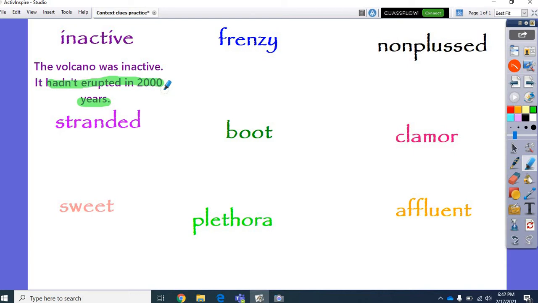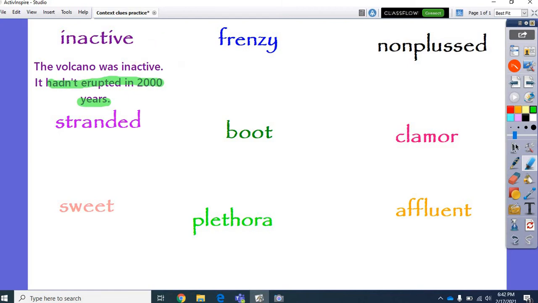It's not moving. Nothing's happening in the volcano. All these snow days, you guys have been pretty inactive. Have you been not active on all these snow days? Maybe just sitting around on your tablet and TV? Yeah, because there's not much to do. It's been so cold, you can't really go do anything. So yeah, inactive means not active.